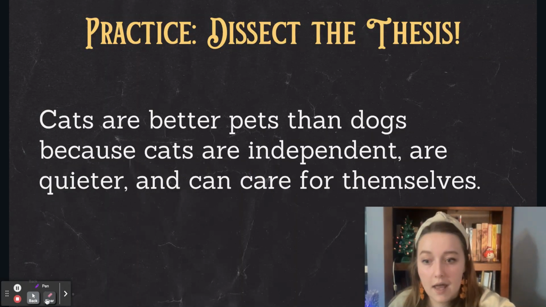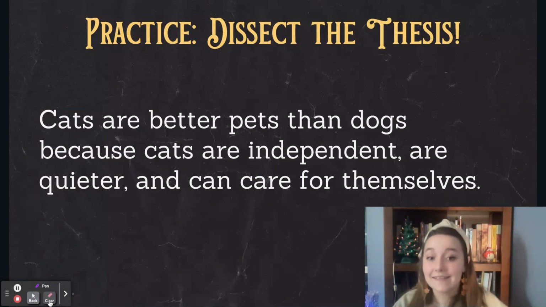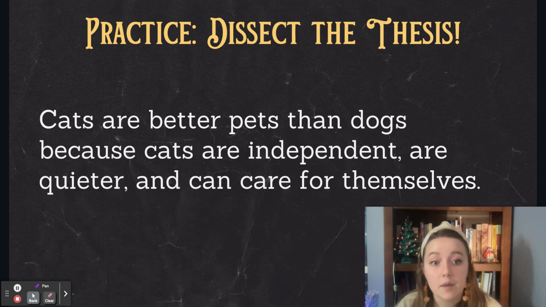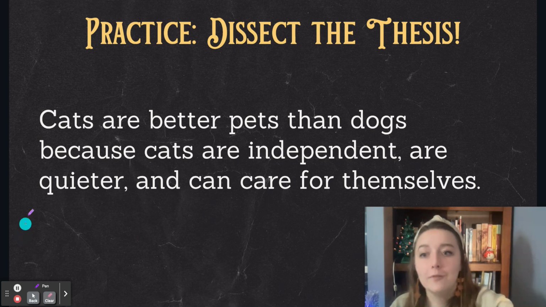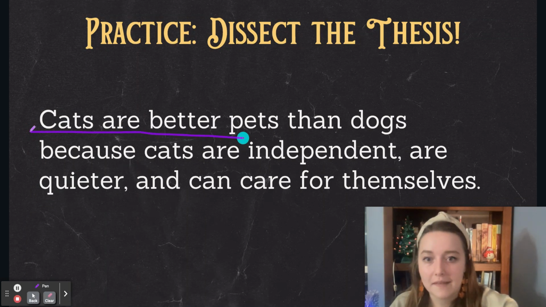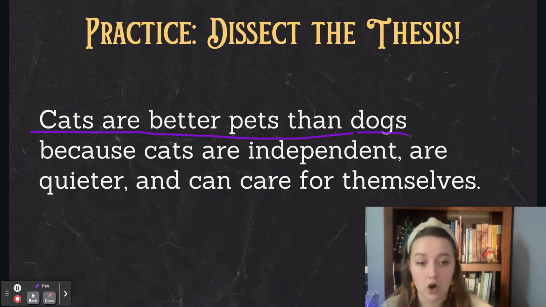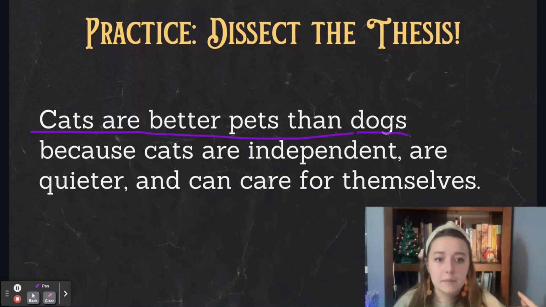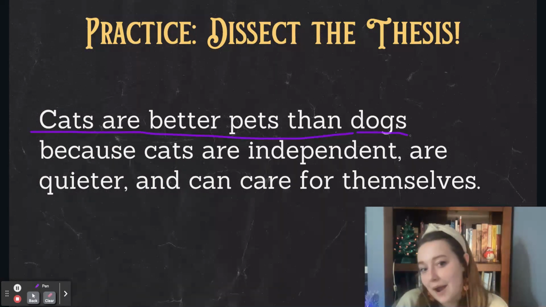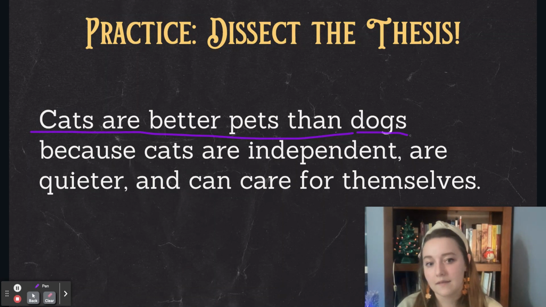Now, I want you to take this example thesis and I want you to tell me which part is the claim. All right. Hopefully you said that cats are better pets than dogs is our claim because that's the author's opinion here, right? That's the thing they're arguing. Now, what would be their second body paragraph based off of this thesis?